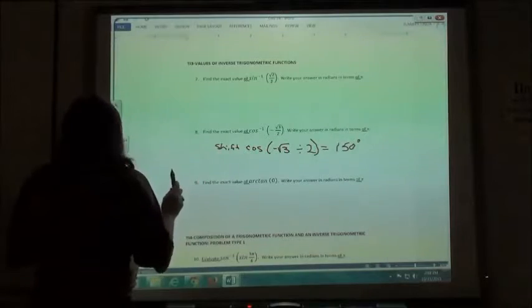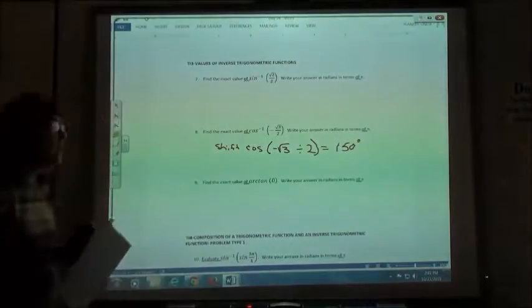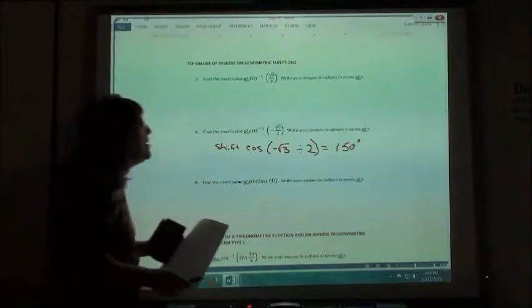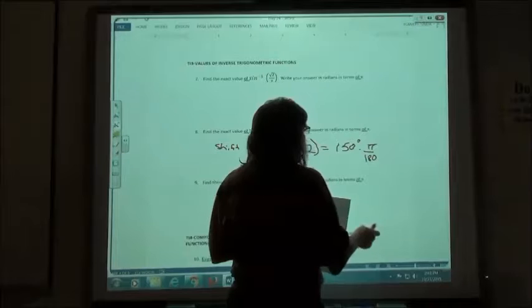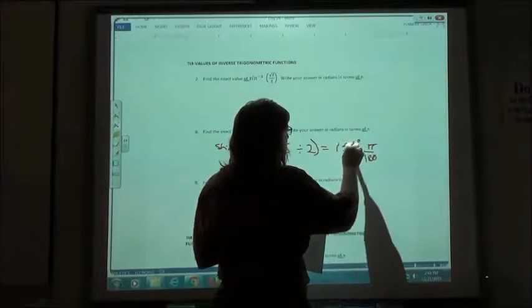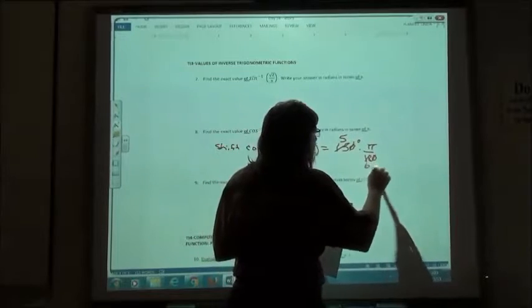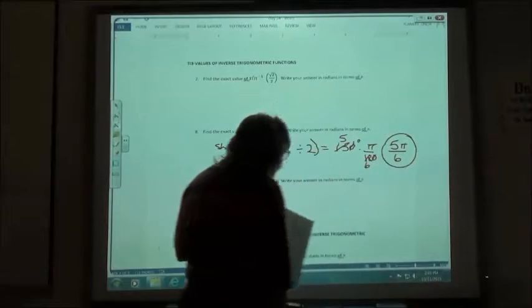Cosine needs to be in quadrant 1 or quadrant 2. We are in quadrant 2, 150 degrees, but we need it in radian measures. So pi over 180, reducing that down, 15/18 I can divide by 3, so 5 over 6. So 5 pi over 6 is going to be my answer.